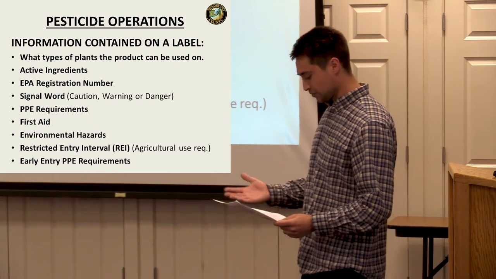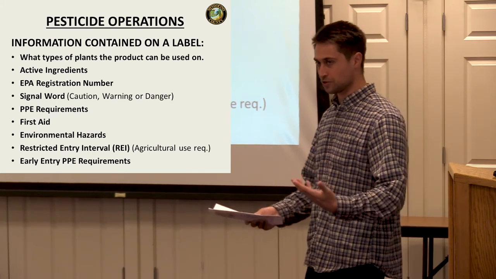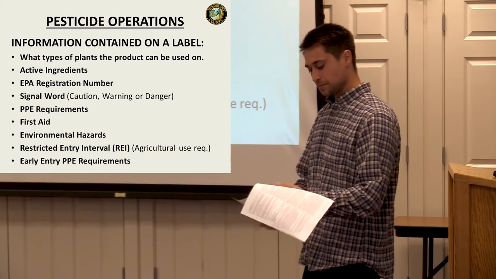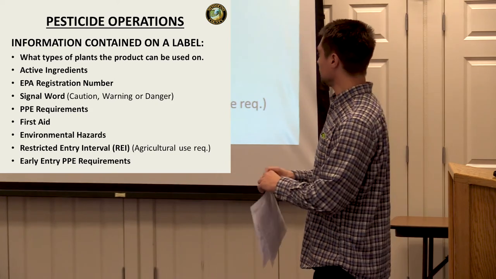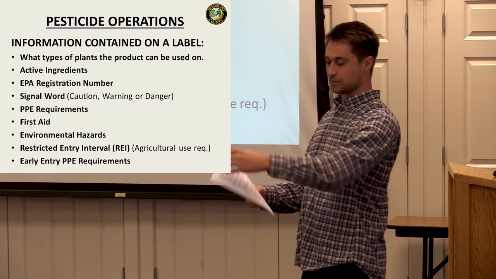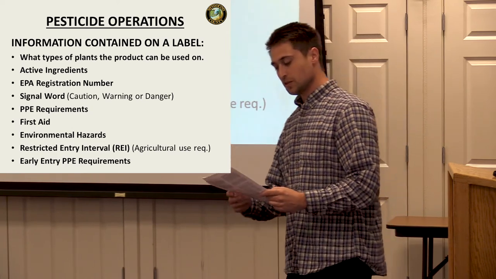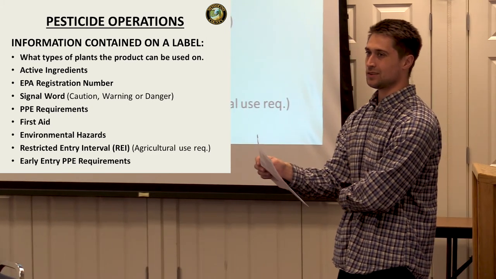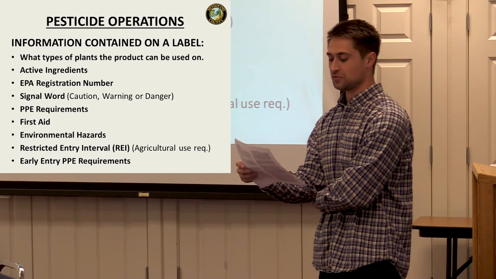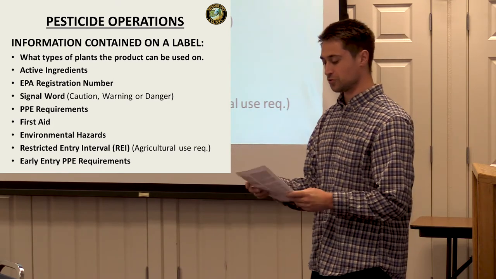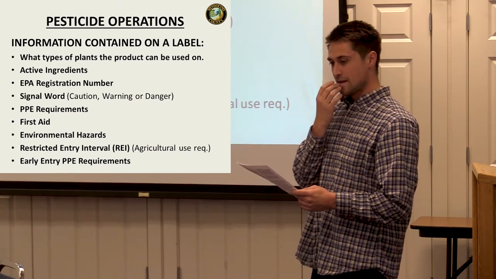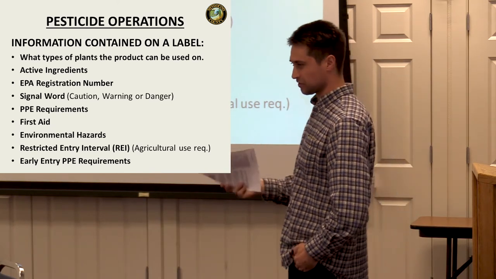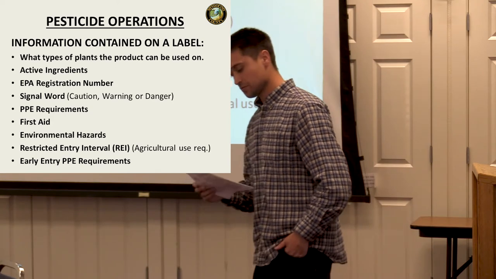So the first aid section is pretty self-explanatory. It's going to tell you what you need to do if you get it in your eyes, swallow it, or get it on your skin. Environmental hazards are on the next page, page 2. This is where it tells you where you can't spray it. So where shouldn't you spray this one? Directly to water, so basically stay away from areas with water.